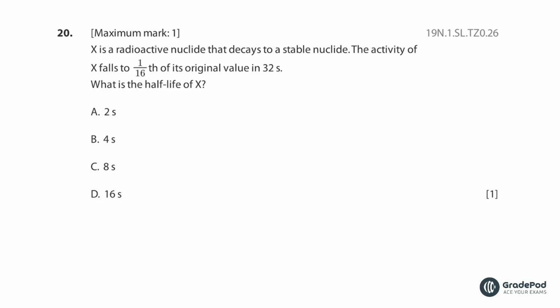Question 20. X is a radioactive nuclide that decays to a stable nuclide. The activity of X falls to 1/16th of its original value in 32 seconds. What is the half-life of X? Let's take nuclide X and say it's got one whole fraction at time equals naught. And let's see how many half-lives we have to do until we get to 1/16th.